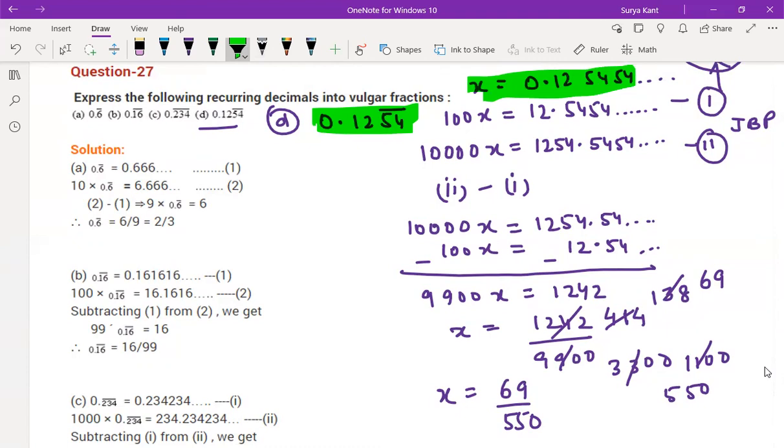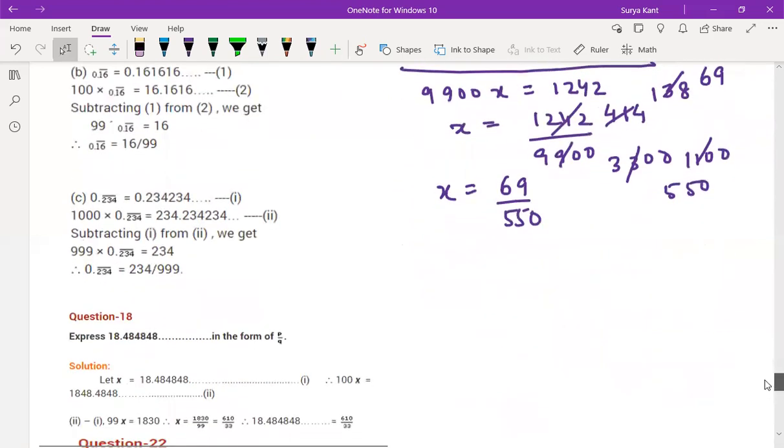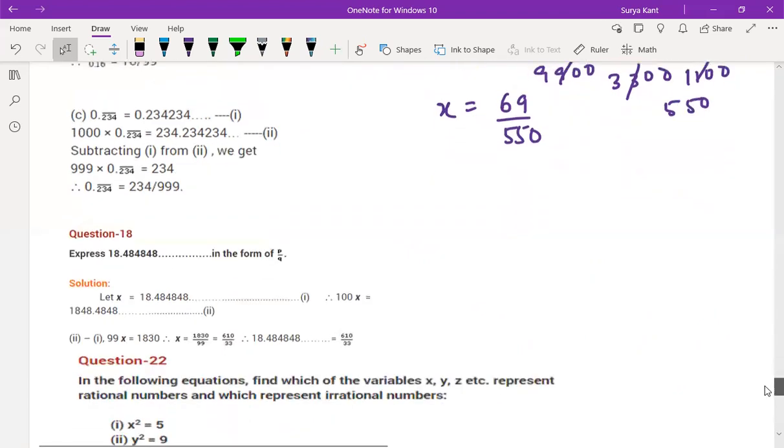Okay. So those who are having doubt, they can ask. I'm moving to the next question. Convert this one, all of you. Express 18.48. This is also easy only. No need to do all this also.